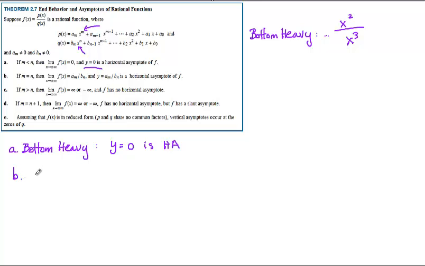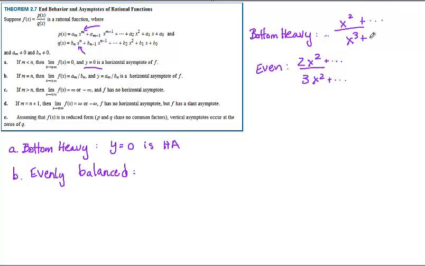B, we'll call this an evenly balanced function. So on this evenly balanced, because the degree in the numerator is the same as the degree in the denominator. So in our evenly balanced function, that would be like some 2x squared over 3x squared, plus other terms, and it can have other things in there with it, but we're looking at the highest powers. That's what this m and n refer to, just the highest powers.